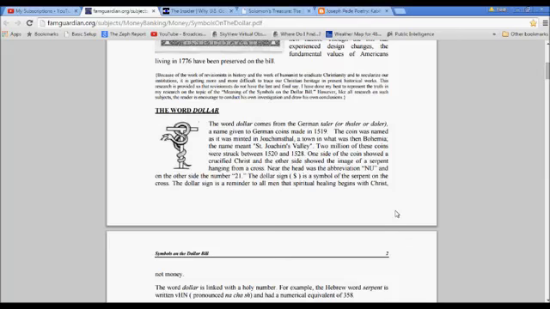The dollar sign, the little snake around the pole, is a copy of the symbol of the serpent on the cross. That was from the original dollar. The dollar sign is a reminder to all men that spiritual healing begins with Christ.